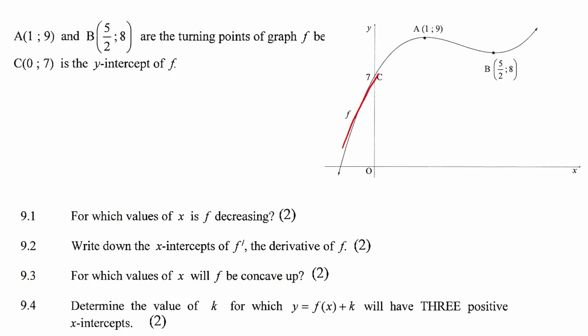Here we can see the graph is increasing. Then we can see over here, get a different color. Here it's decreasing, it's going downwards. And then here it's going up.